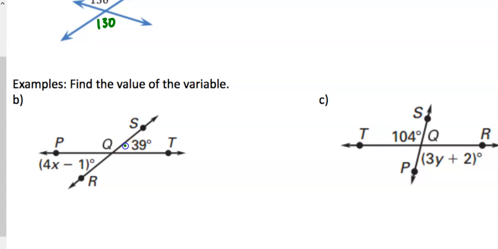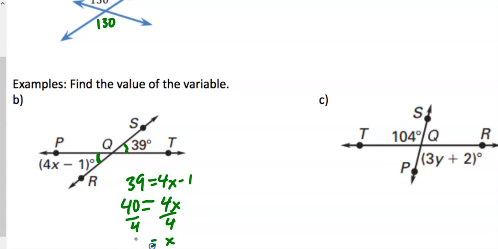So this angle here, SQT and PQR are vertical angles. So again, vertical angles are congruent. So since they're congruent, we know 39 degrees would have to equal that 4x minus 1 because, again, vertical angles are congruent. Now we have an equation we can solve here. So if we add 1 to both sides, divide by 4, you get x to be 10.